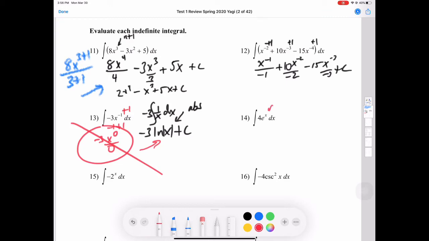Okay, you guys remember the integral of e to the x is always e to the x. So our rule is the integral of 4 e to the x dx, because 4 is a constant, is just 4 e to the x. Please practice that.